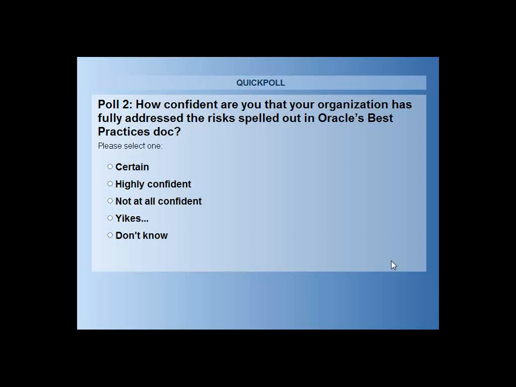I'm just going to give us another few seconds here. It looks like there's a few people that need to vote. So if you can vote on this, I'm going to close the poll here in a second, and we'll move on to the rest of the presentation. It looks like about a quarter, 23% or so, say highly confident. 2% say certain, which is a little scary. 43% say not at all confident, and 30% say don't know, which could be just an indication that you haven't asked that question. So I'm going to go ahead and close this poll, and we'll get back to the slides here in a second.